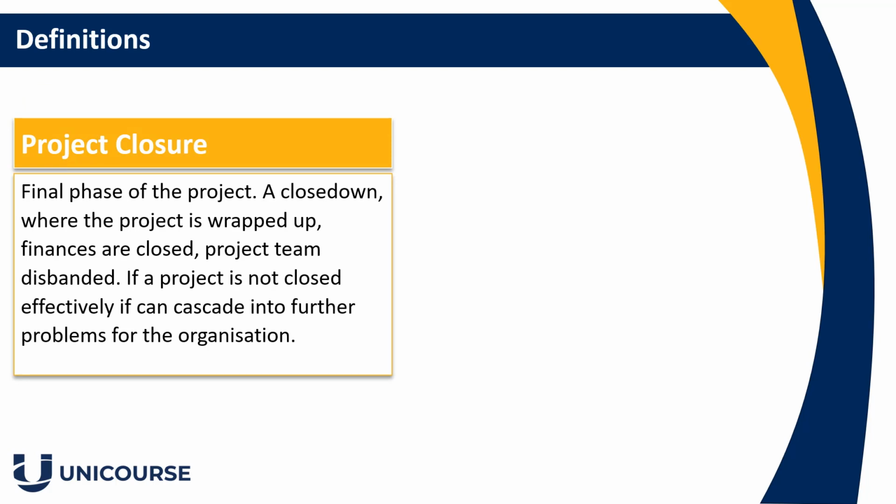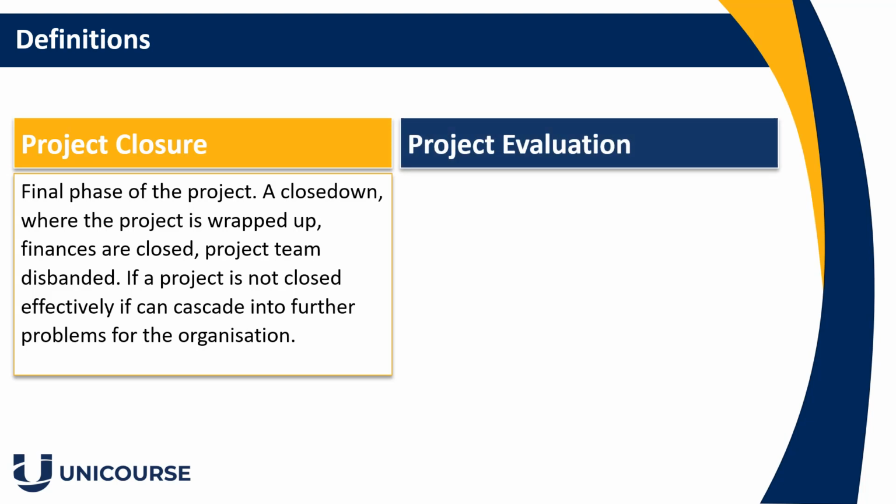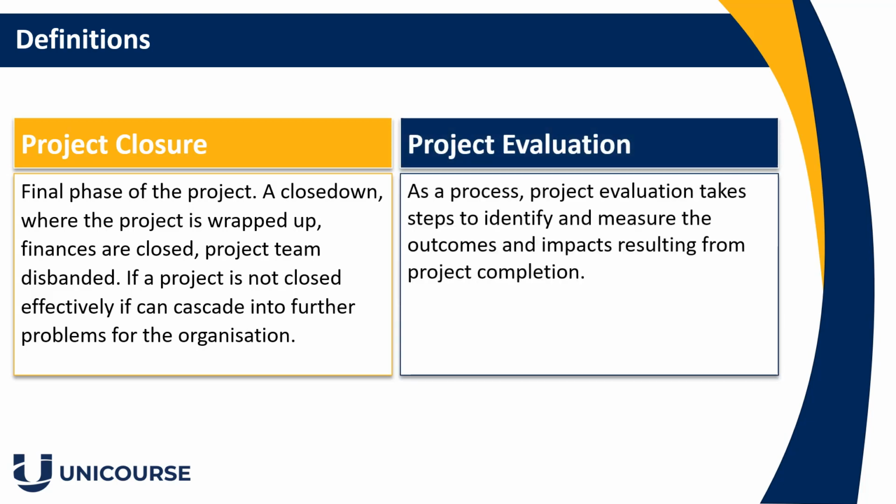I'm going to first start by talking about the definitions and the differences between project closure and project evaluation. So project evaluation is a vital step in the project management process. It is vital to reflect on the project as a whole to gain insight into what could have been done better. The key difference between the two terms is closure is about closing down the project, paying invoices, disbanding the team, wrapping the project up, whereas project evaluation looks at the positives and the negatives from the project.